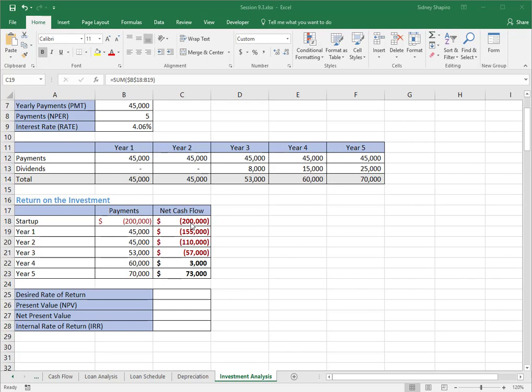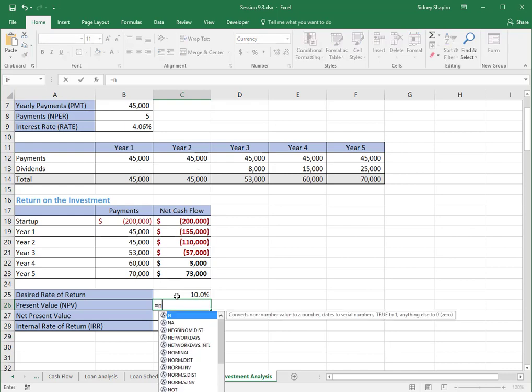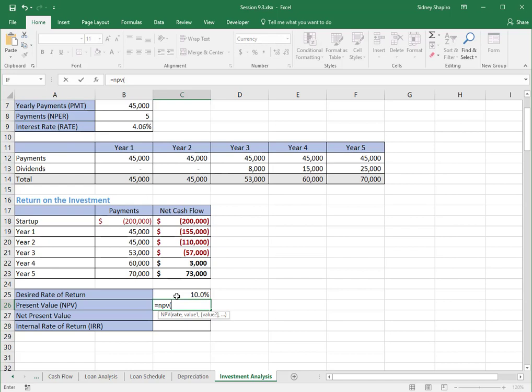So we're going to use the rate of return and NPV function to calculate the net present value of the proposed investment to the QR startup. So let's go to C25, that's over here, and we're going to put in 10.0%. And in cell C26, we'll put in NPV, C25, and then we'll put in B19 to B23. There we go.